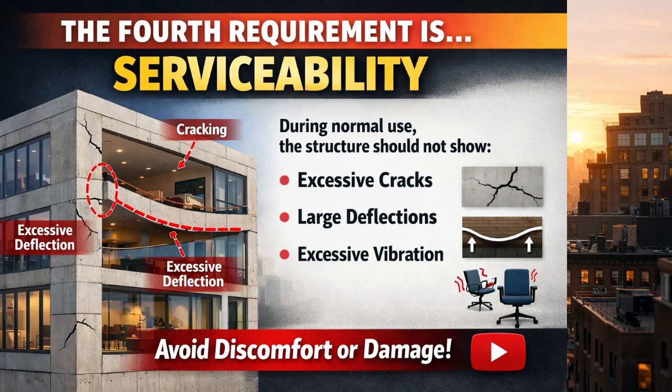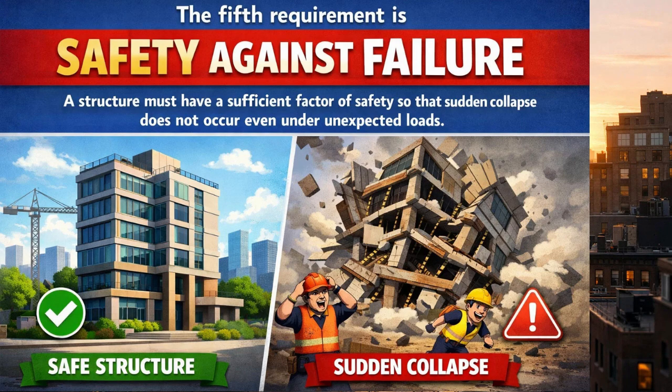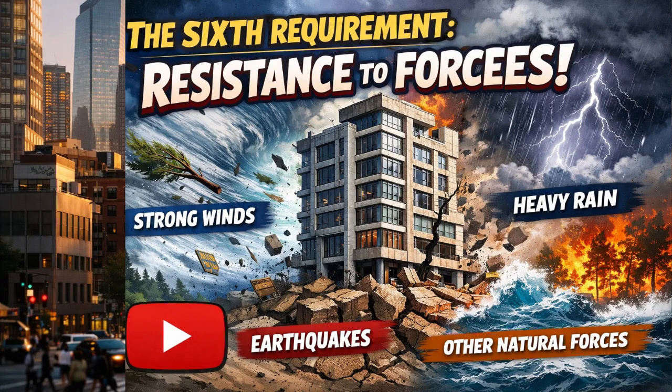The fourth requirement is serviceability. During normal use, the structure should not show excessive cracks, deflection, or vibration that can cause discomfort or damage. The fifth requirement is safety against failure. A structure must have a sufficient factor of safety so that sudden collapse does not occur even under unexpected loads. The sixth requirement is resistance to forces. The structure should be able to withstand environmental forces such as wind, earthquakes, rain, and other natural effects. In brief, a safe structure is strong, stable, durable, and able to resist all loads and forces without failure.